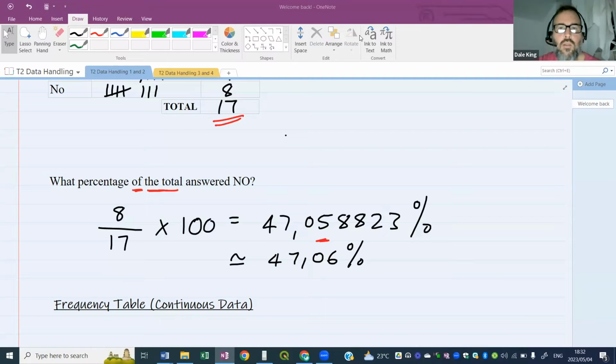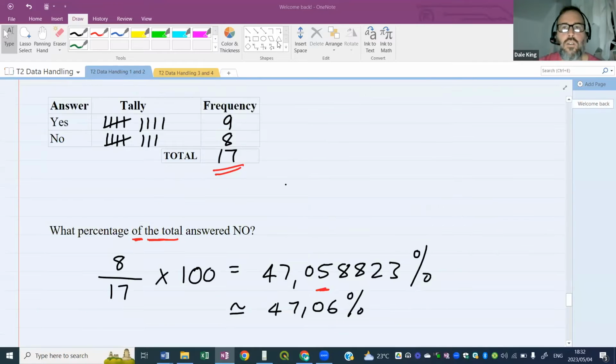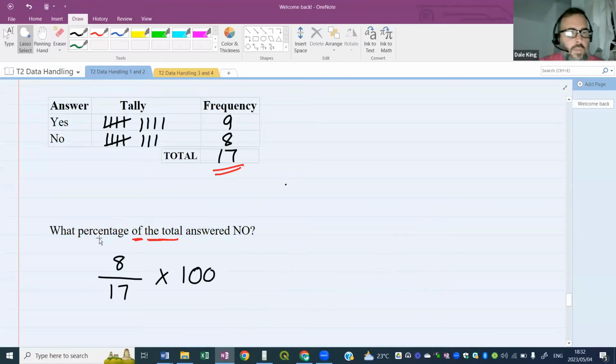Why do we say 8 over 17? Where does the 8 come from? Good question, let me go over it again. Nicholas, have a look here. They say in the question, what percentage of the total answered no? So we're going to work out a percentage of the total, which is 17. That comes at the bottom of our fraction. Answered no: the no value from the frequency table is 8. So that's why I've got 8 in my fraction, and then I just times by 100 to get a percentage. I hope that helps you.